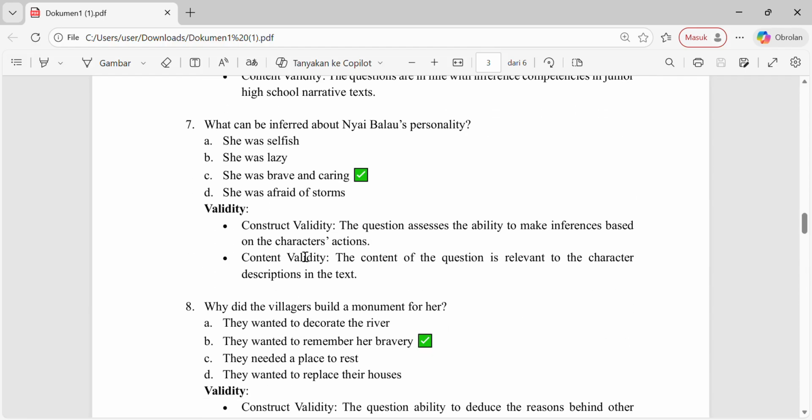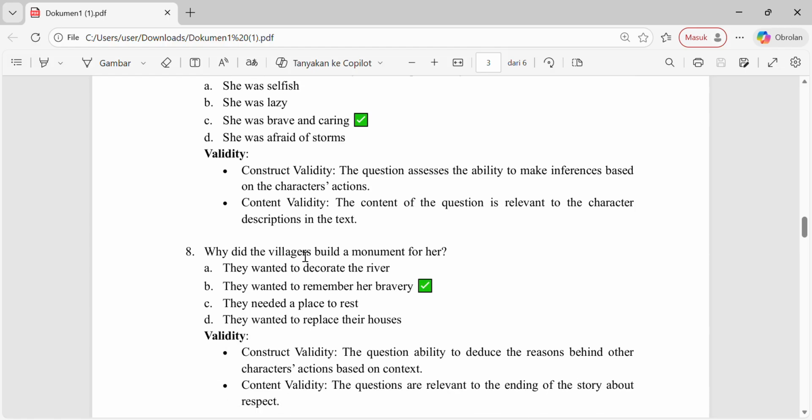Next is number 7, the answer is C. This item requires students to infer the character's personality from implied details rather than direct statements. For construct validity, the question assesses the ability to make inferences based on the character's actions. For content validity, the content of the question is relevant to the character descriptions in the text.